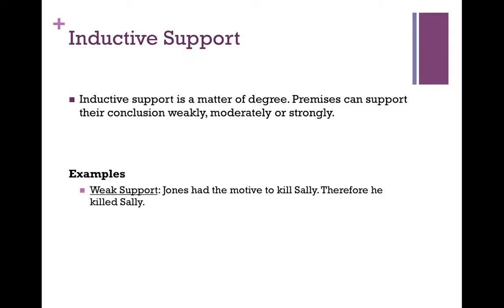And I'll give you some examples so you can see what I'm driving at here. But let's say Jones had the motive to kill Sally, therefore he killed Sally. Well, that's a really weak argument. The premise here doesn't offer very much support at all. In fact, I don't know how we could possibly quantify this, but maybe 1%? I don't know. I mean, just because someone had the motive doesn't really offer any kind of credibility to the fact that they were the killer whatsoever.